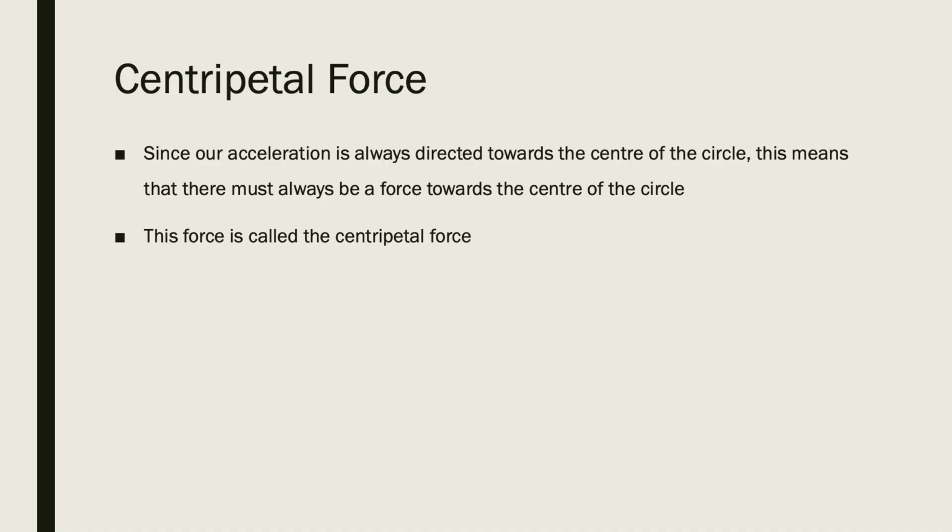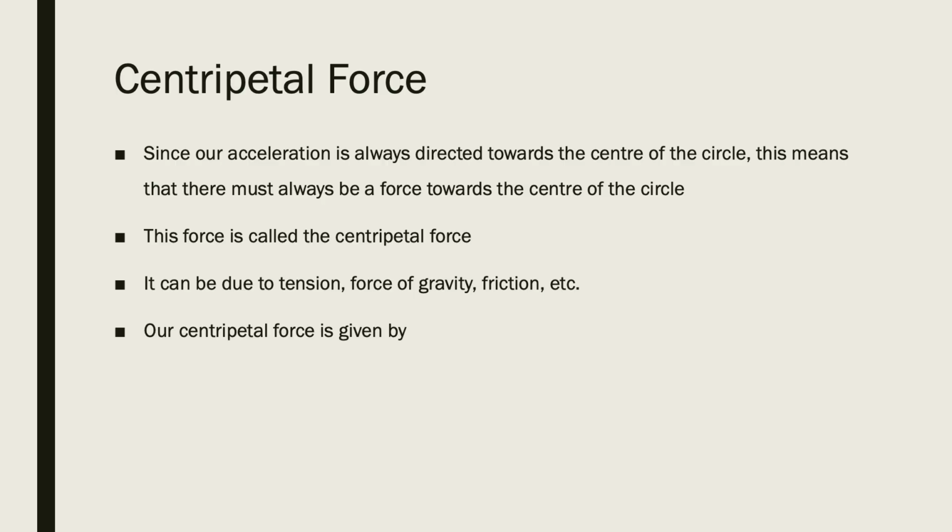Now, depending on the situation, it can be caused by a tension force. So, for example, if we're swinging something in a circle attached to a string or something like that. It can be caused by a force of gravity. So, an amusement park ride right at the very top, the force of gravity would be pushing something towards the center. We can have a frictional force, so the force between tires and a road is providing that centripetal force.